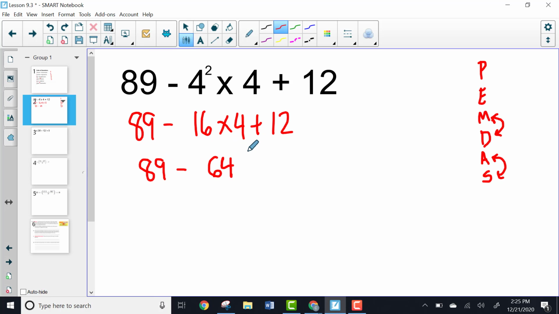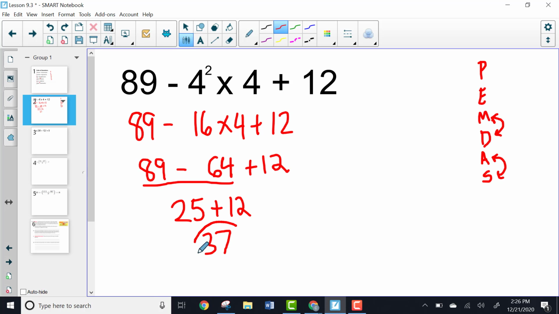So we did the 16 times 4. We're good with that. And now we have 89 minus 64 plus 12. If you remember, order of operations, addition or subtraction, whichever one comes first in order from left to right. So we have 89 minus 64 is going to be my next step. And 89 minus 64 is going to give me 25. Then I rewrite plus 12 there. And then I add 25 plus 12, which is going to give me 37, and 37 is my answer.